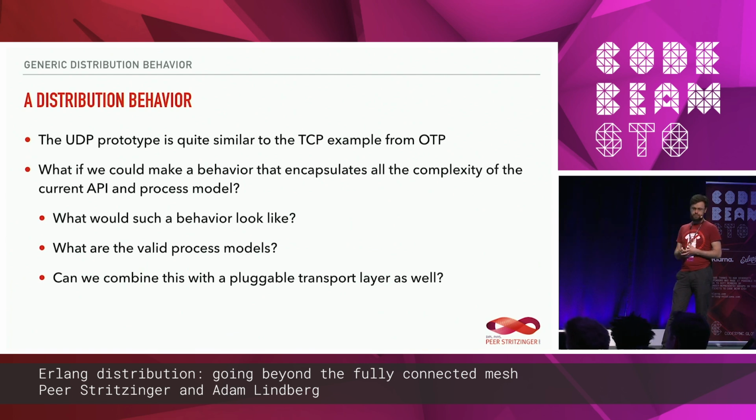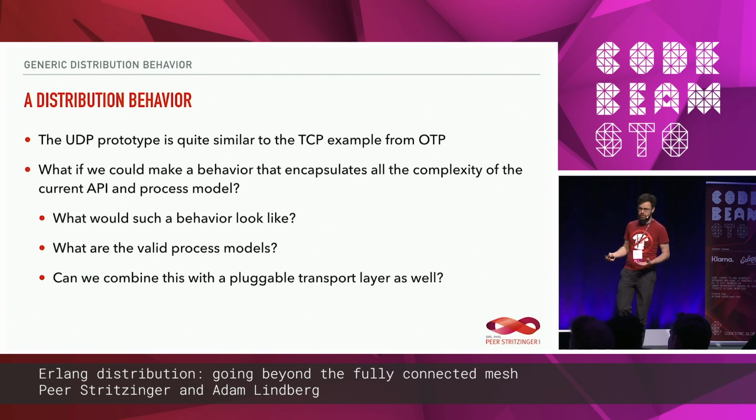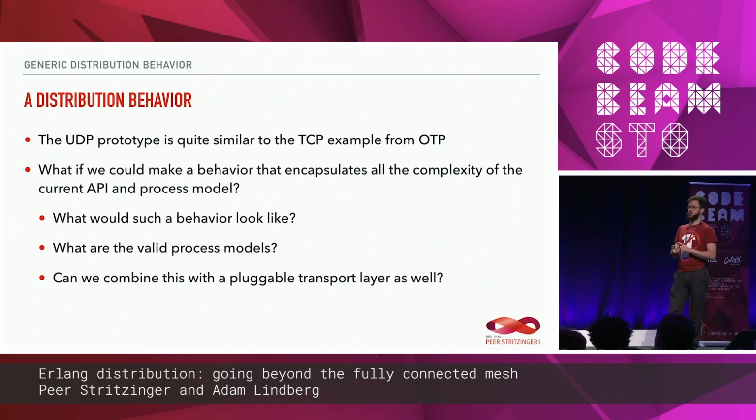Since the prototypes we did so far were quite similar, we thought, okay, let's take all this complexity and make a behavior out of it. How would we do this? How would such a behavior look? What are the valid process models, or what are good process models for such a behavior? The examples all use 3 processes per node connection. So if you have 3 nodes in your cluster, each node would have 1 acceptor process plus 2 times 3, so 6 other processes. Maybe there are other models.